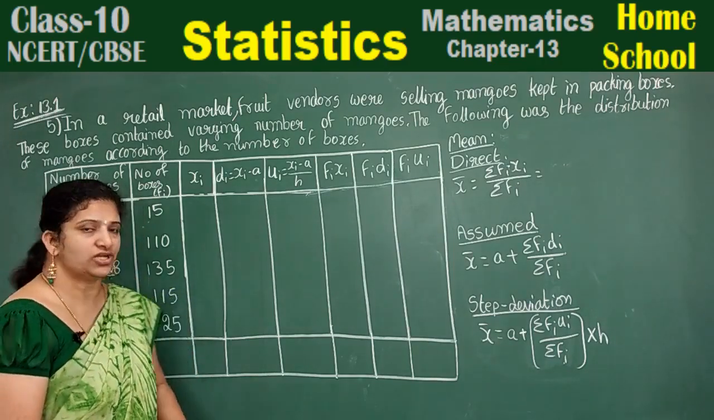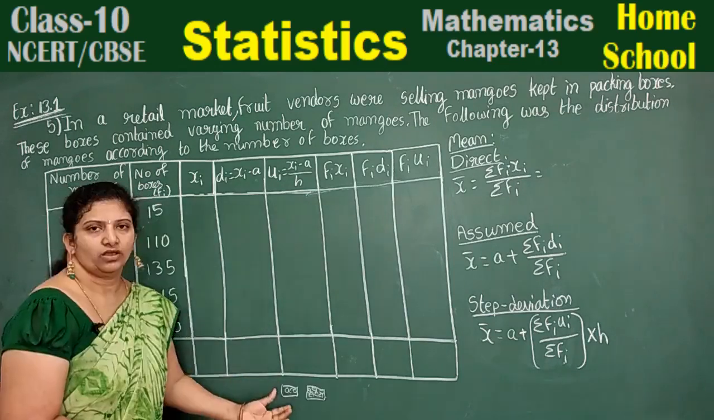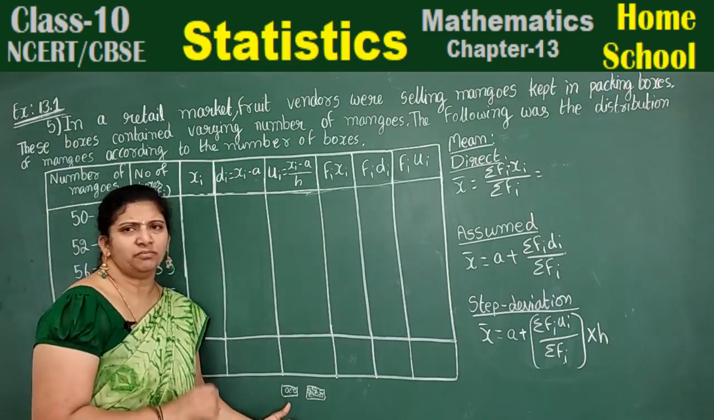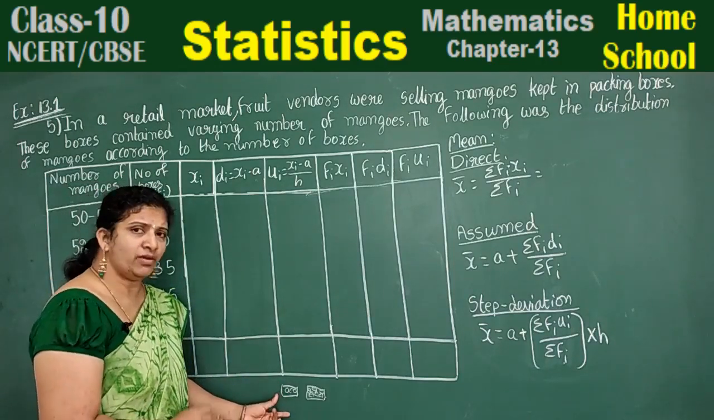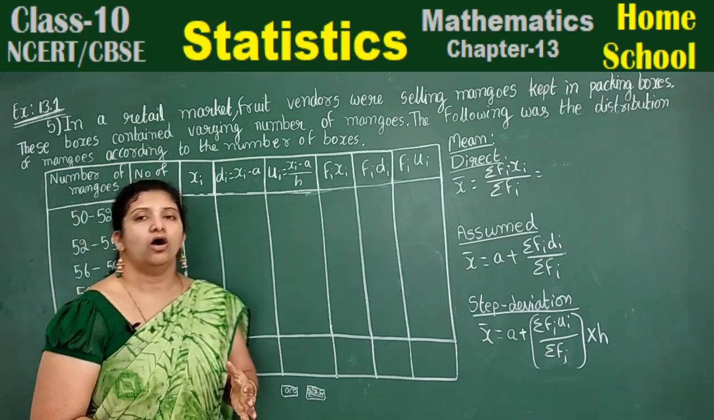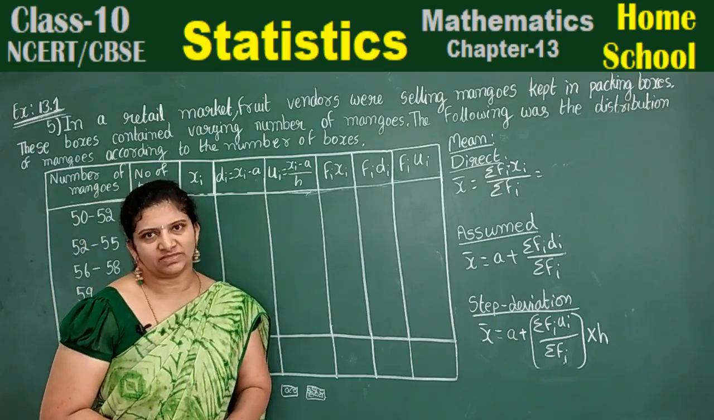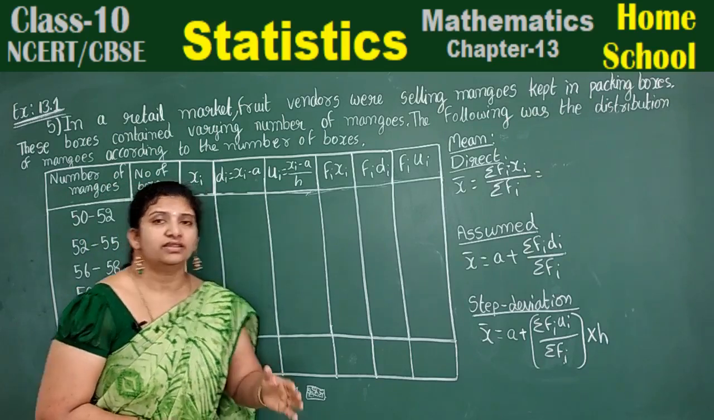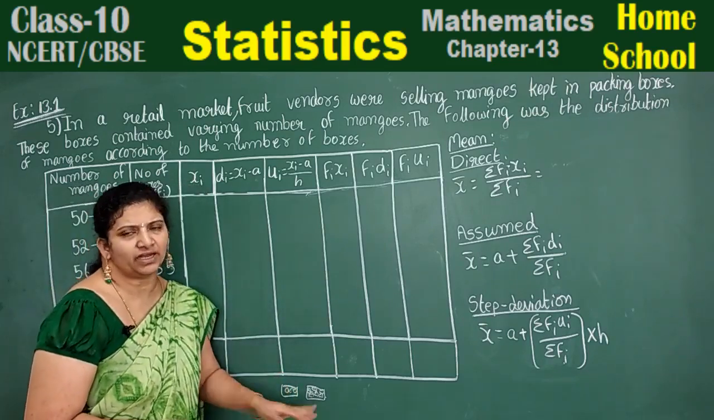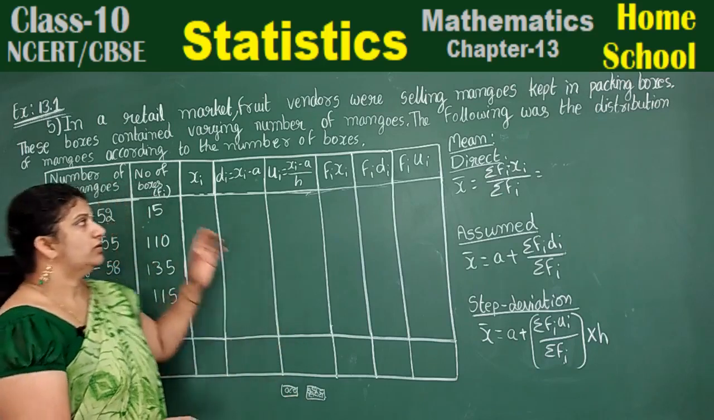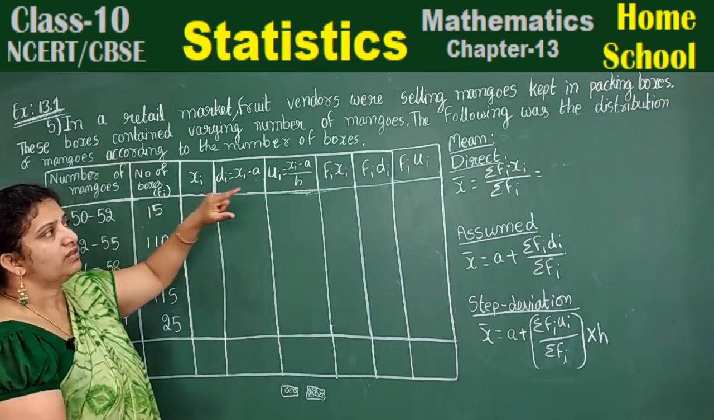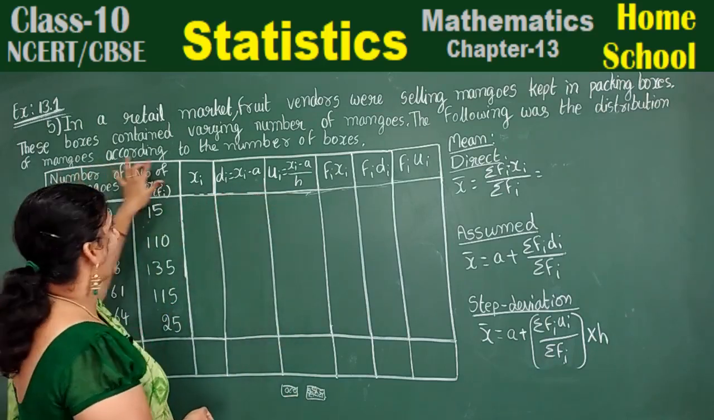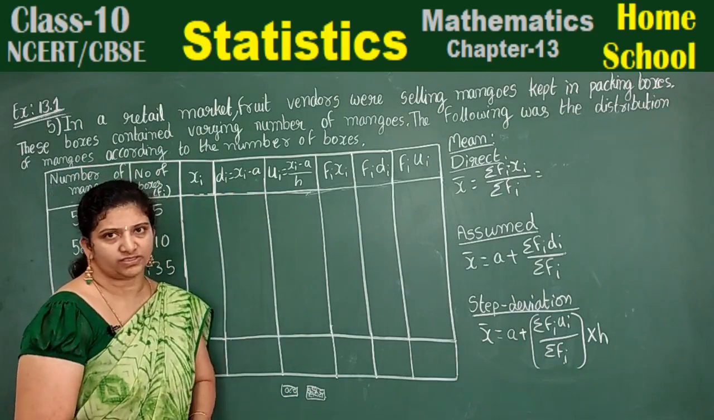Understand the problem here, children. In a market, like these boxes, there are many boxes. In every box, mangoes are packed. All the mangoes won't be the same size, so according to their shape and size, these mangoes are packed in separate boxes. The following was the distribution of mangoes according to the number of boxes.